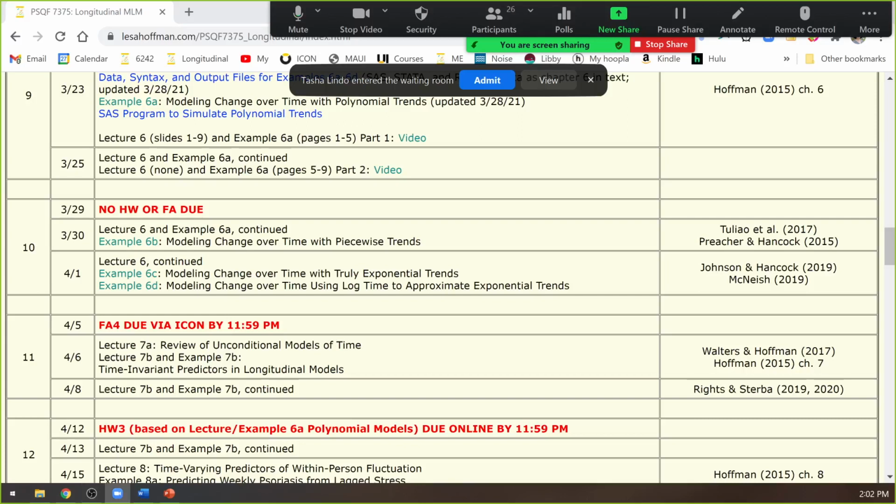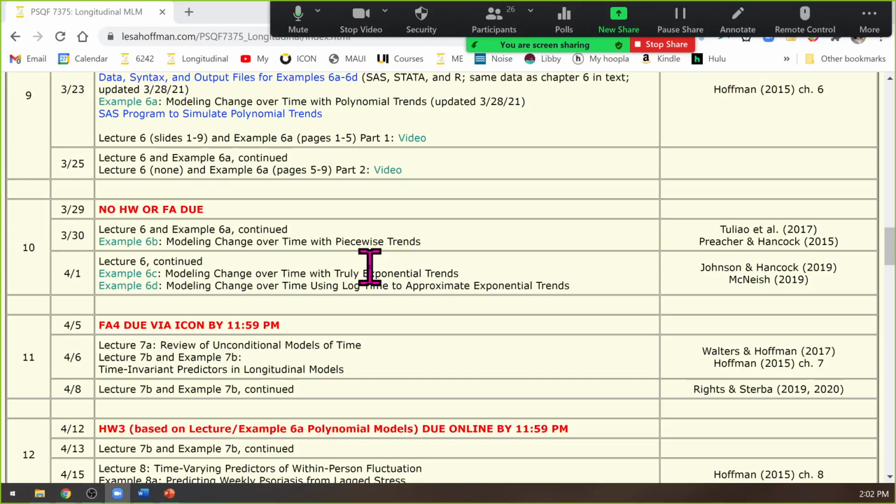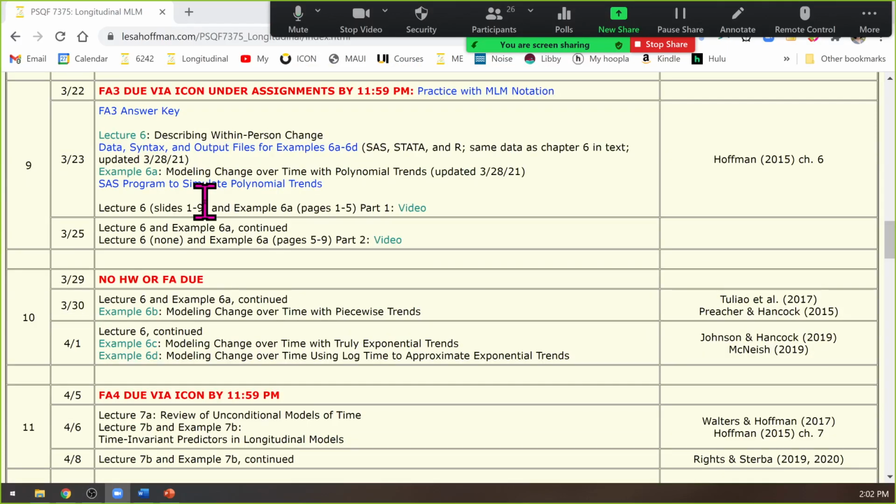Recording going, of course. So I added something to the webpage, and I forgot to mention it last time. I added right here on last week's class a program that I had written. I suddenly remembered it. I wrote it several years ago. How to simulate data that have linear and quadratic trends in them. So this is a SAS script that you can play with.